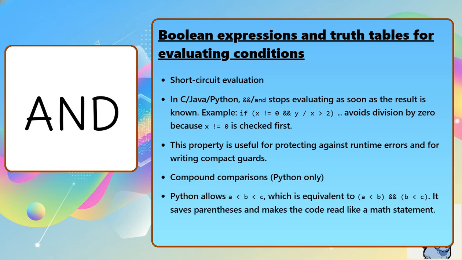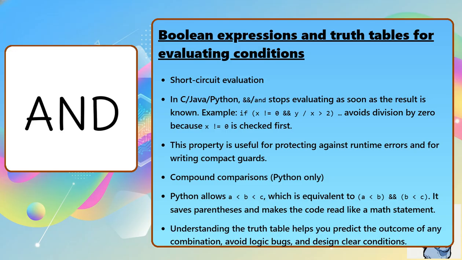Compound comparisons, Python only. Python allows a less than b less than c, which is equivalent to a less than b and b less than c. It saves parentheses and makes the code read like a math statement. Understanding the truth table helps you predict the outcome of any combination, avoid logic bugs, and design clear conditions.